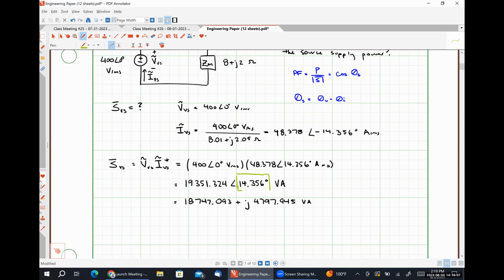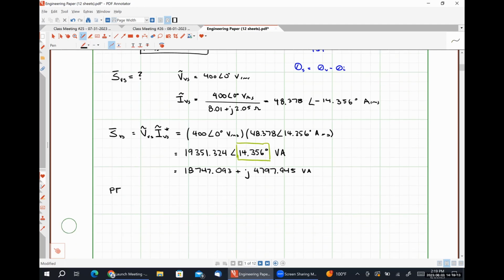Because I'm trying to find my power factor, I'm simply going to take my power factor angle from the polar form representation. Okay. So my power factor at which my voltage source supplies power will be the cosine of 14.356 degrees, which I get to be 0.969. Is this power factor leading or lagging?